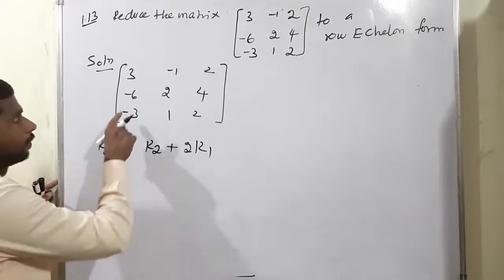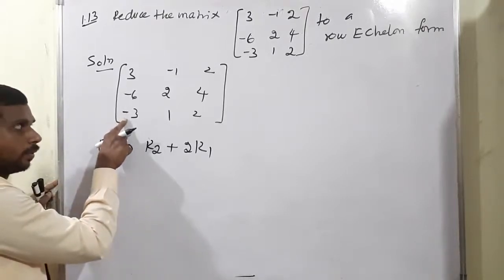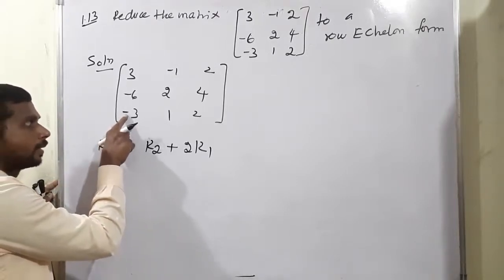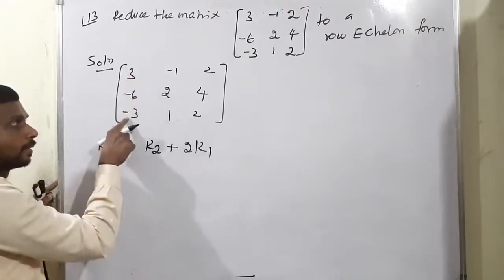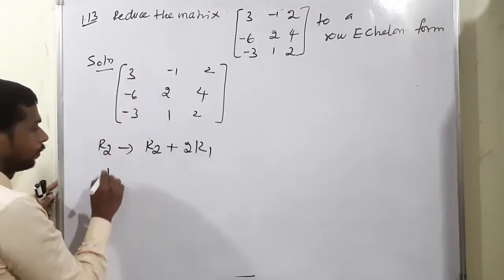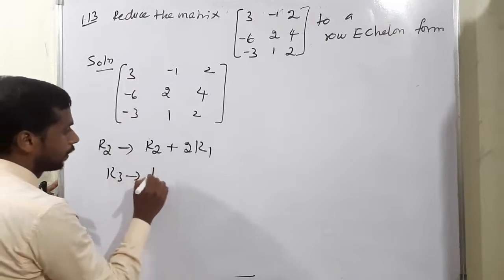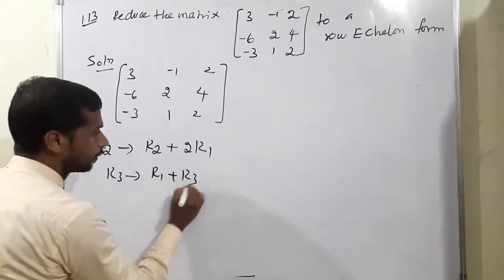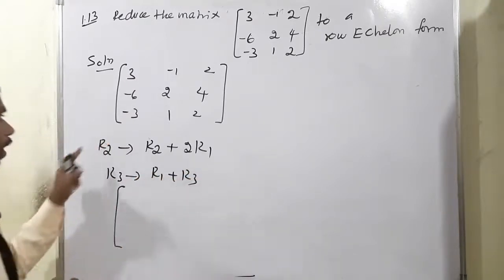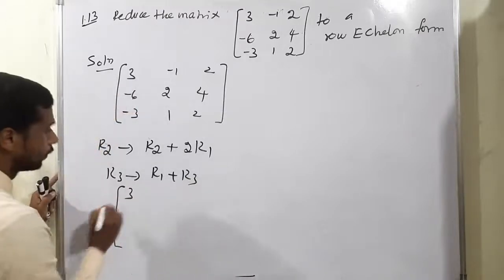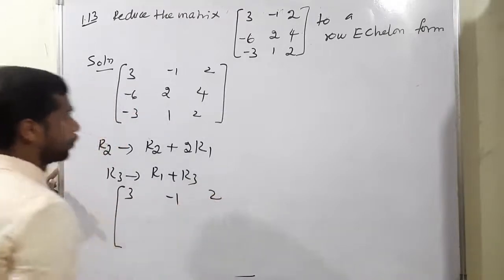Now next one, under the third row also will be 0. So what we have to do? Minus 3 is there, so minus 3 plus 3 means the value will be 0. Therefore, for R3 we can take R1 plus R3. First, R1 as it is. What is R1? 3, minus 1, 2.